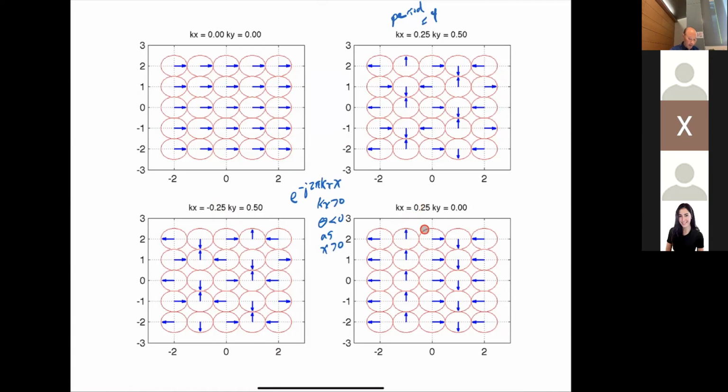And then here we have kx equals 0.25, ky equals 0. So this is still the positive spatial frequency. And then here, we're just seeing no variation along the y direction. So that's ky equals 0.